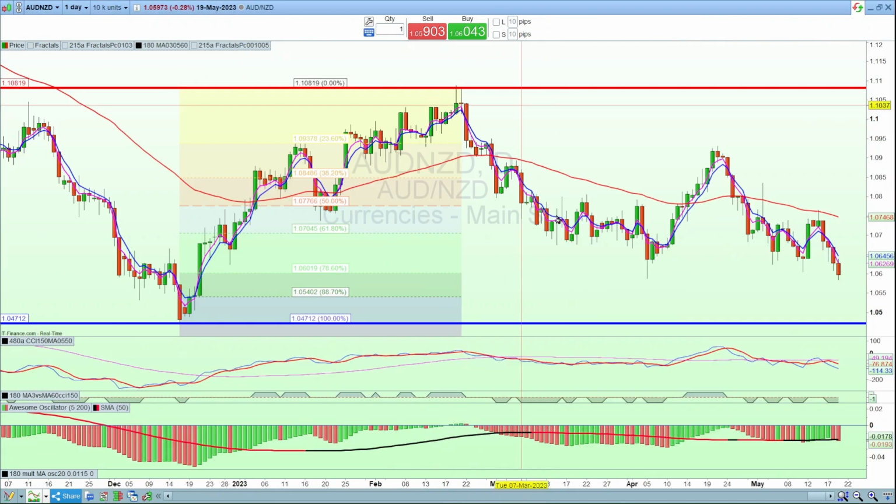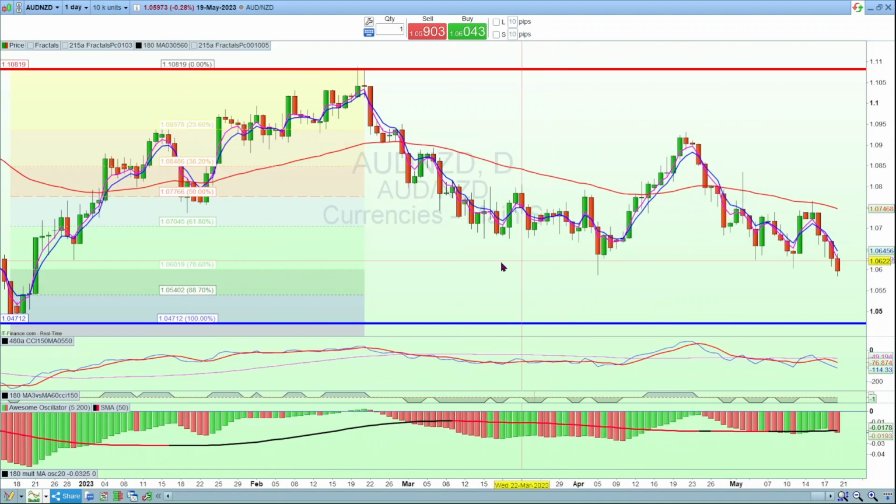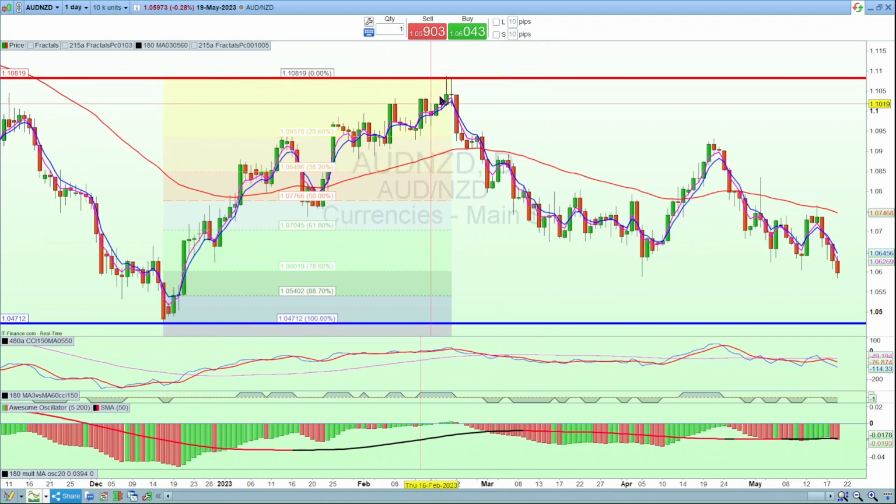So on the daily, I've got the same indicators there. Again, you're seeing it's primarily bearish, but I've also got the support here at 104.71 and a resistance here at 110.81. Now, I've also drawn a Fibonacci retracement between those highs and low in that support resistance range.